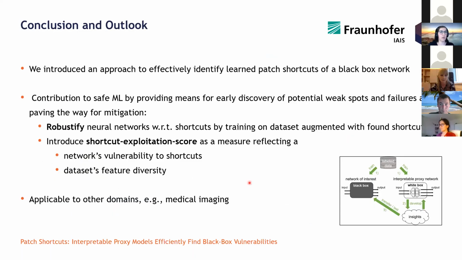To summarize, we introduced an approach that can identify learned shortcuts of a black box network and can therefore contribute to SafeML, because we can discover such weak spots early on in the development process and could mitigate them, for example, by putting robustified training on top, similar to adversarial training, or by calculating shortcut exploitation scores that could compare networks' vulnerabilities to shortcuts or datasets' feature diversity.